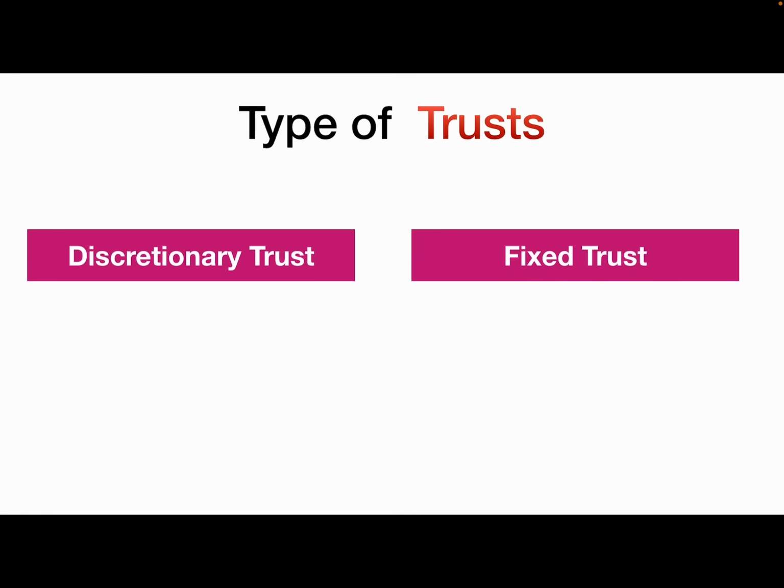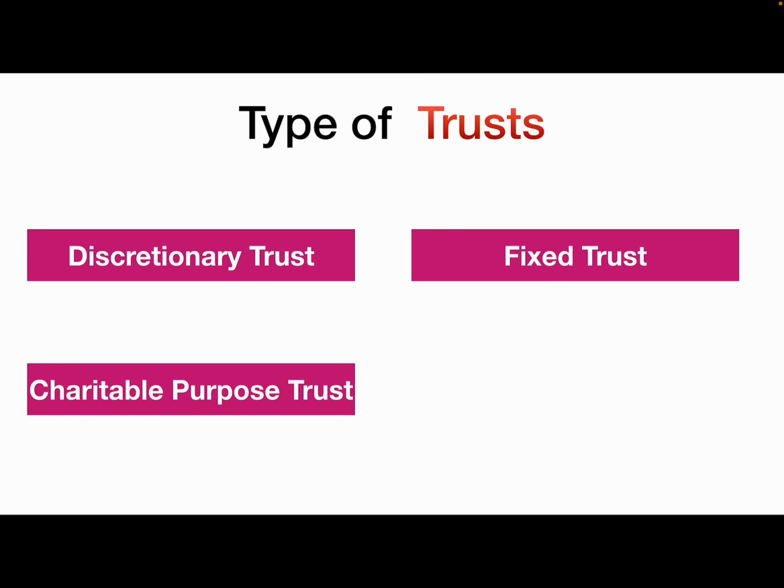The next type of trust would be a charitable purpose trust. For a trust to be a charitable purpose trust, it has to be created for one of the four following reasons. It can be for relief of poverty, advancement of education, advancement of religion, or other purposes that are beneficial to the community. Charitable purpose trusts typically have the lowest rate of tax applied to them.